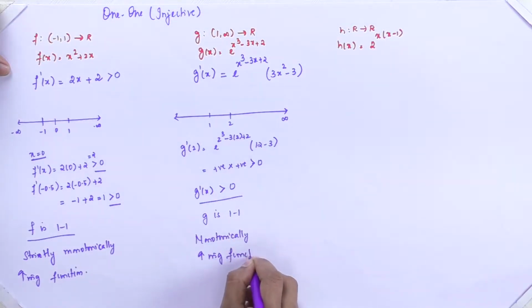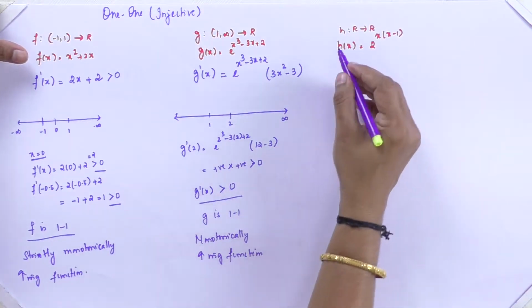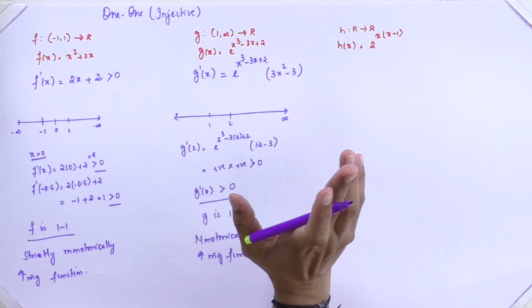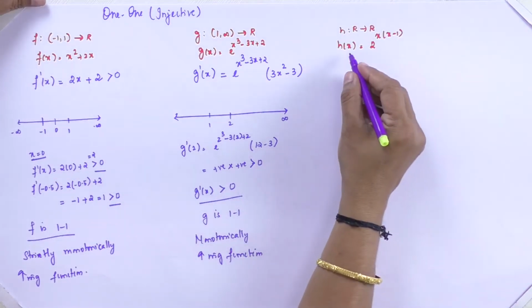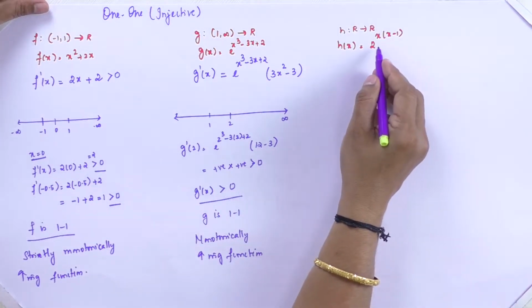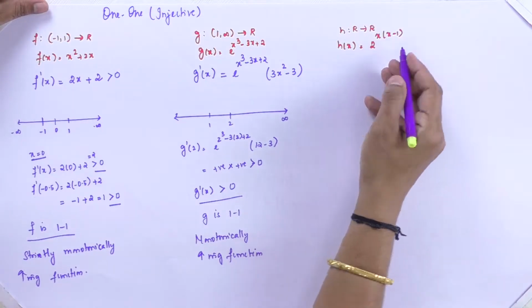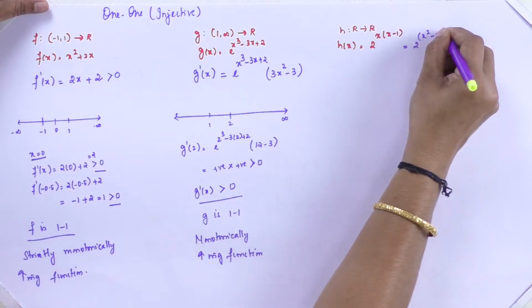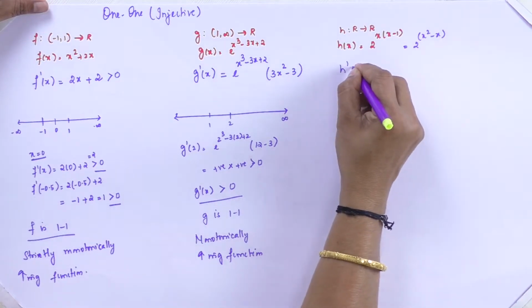And the next function we will have is h from real numbers to real numbers, so I can take from negative infinity to positive infinity, and h of x is given as 2 raised to the power of x square minus x. So we will find out what h dash of x is.